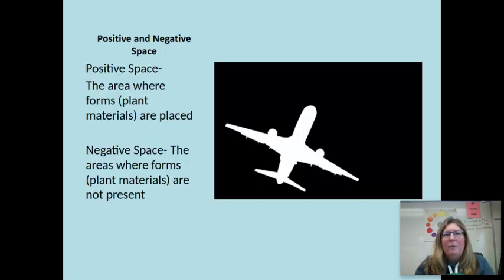So just in general, not just in floral design, but in general, positive space is the area where there are forms, in our case, plant materials are placed. So if there's some kind of plant material there, that's positive space. Negative space is the area where there's nothing present. So for example, if we look at the airplane in this little illustration, the airplane would be the positive space. That's where there is something. And then all the black background around it would be the negative space. There's nothing there.